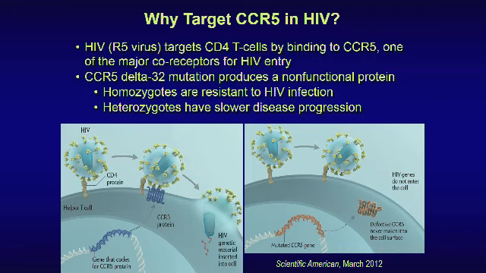chemokine receptor for entry. Now, it turns out that there is a naturally occurring mutation in 1% of Caucasians where they do not express CCR5 on the surface of their cells, and these people happen to be highly resistant to HIV infection, and heterozygotes have a slower disease progression.